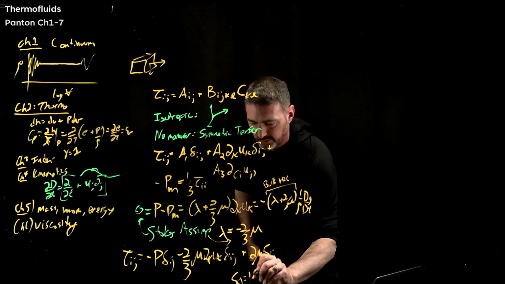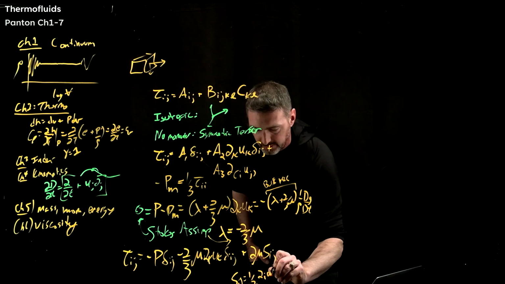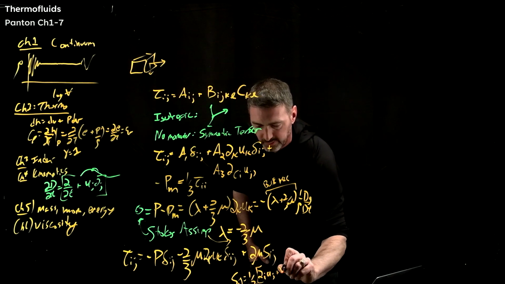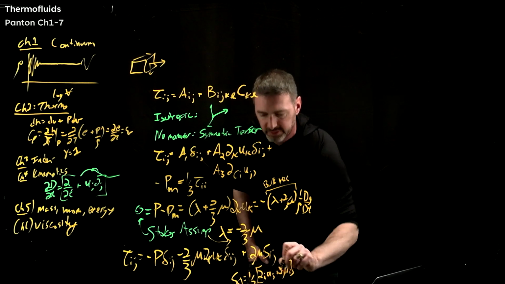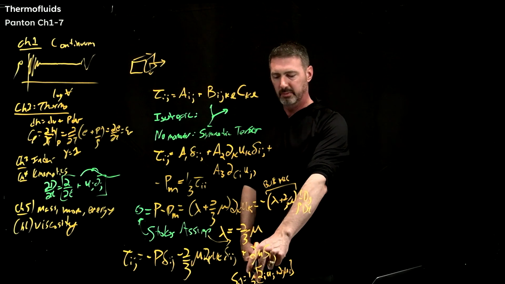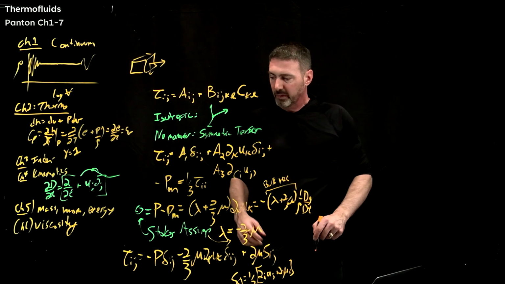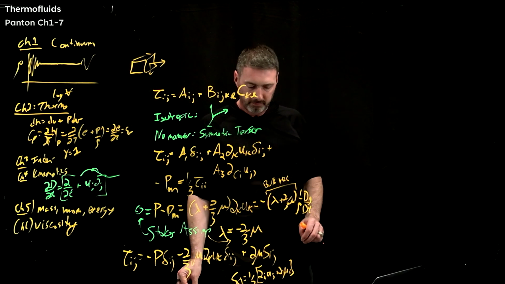Sij is 1/2 of ∂ᵢuⱼ plus ∂ⱼuᵢ. Just for consistency. Sometimes some authors keep it as twice, others basically get rid of this half and just push it together. So, okay, so that's the stress tensor, right?